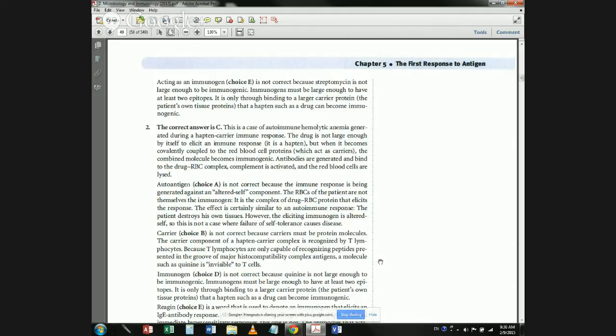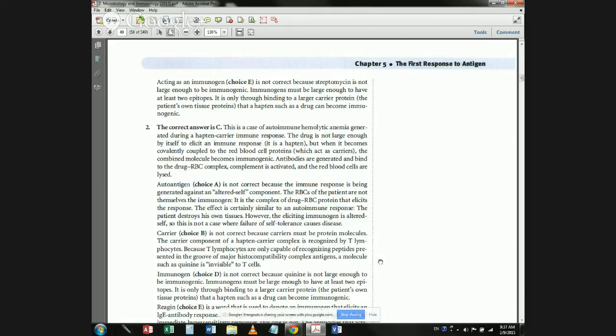Anyway, carrier is not correct because carriers must be protein molecules. Got it. The carrier component of the hapten carrier complex is recognized by T lymphocytes. Because T lymphocytes are only capable of recognizing peptides presented in the groove of major histocompatibility complex antigens, a molecule such as quinine is invisible to T cells. Gotcha. So only T lymphocytes recognize carriers, and this drug quinine is too small.